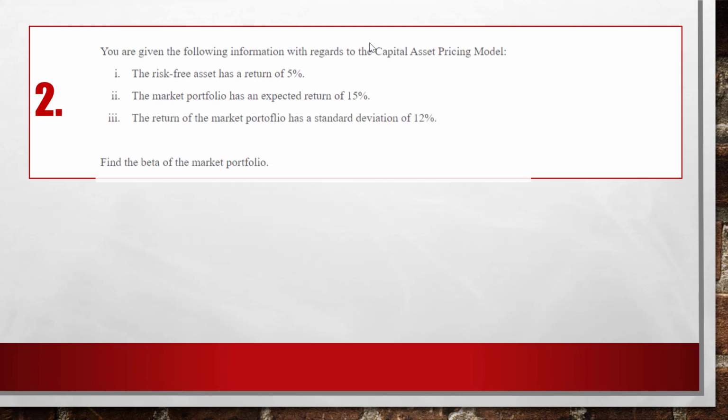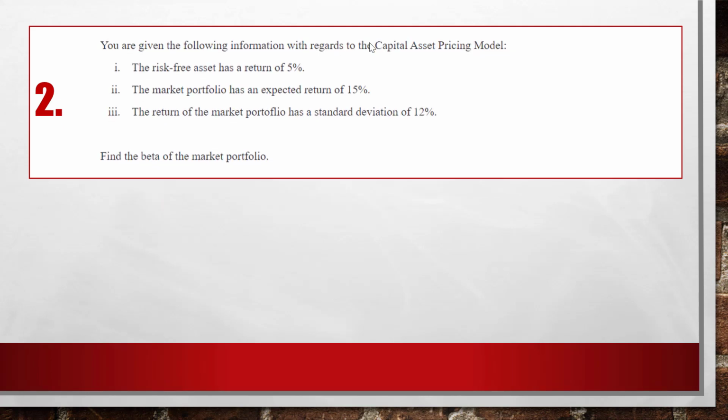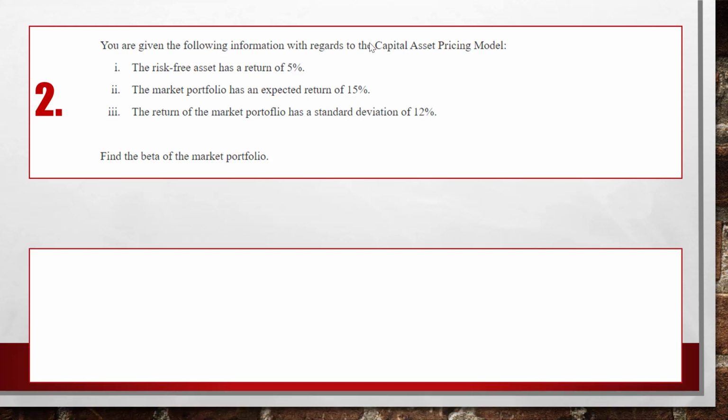Problem 2. You are given the following information with regard to the capital asset pricing model. The risk-free asset has a return of 5%. The market portfolio has an expected return of 15%. The return of the market portfolio has a standard deviation of 12%. Find the beta of the market portfolio.